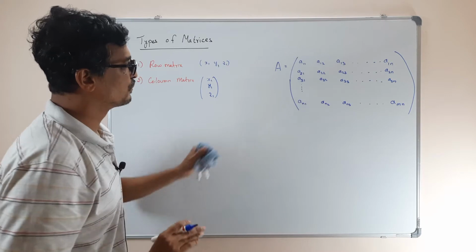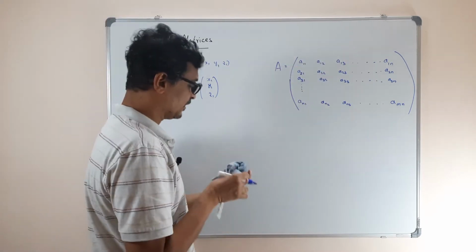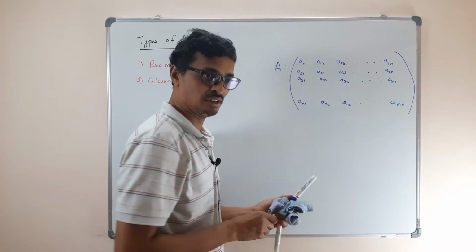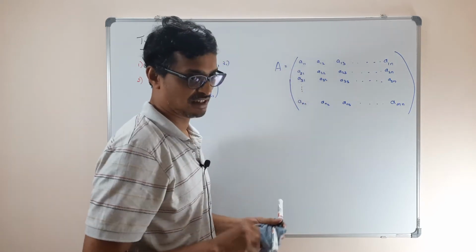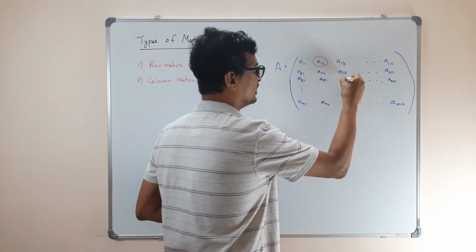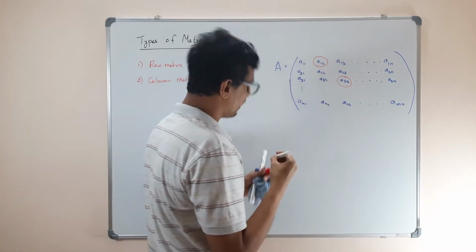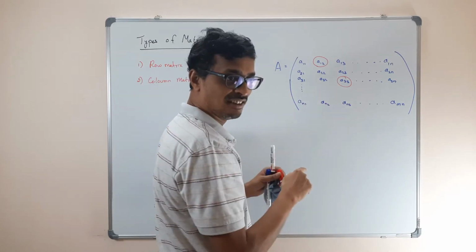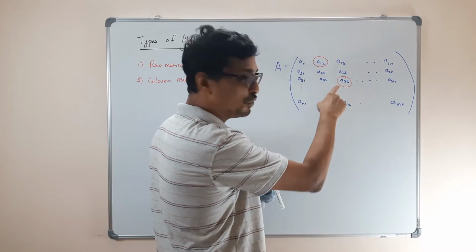I forgot to tell you. When you have this, each value is called an element. This is an element, and this is an element. And this way of representing is easy because the index will tell you where that element is.